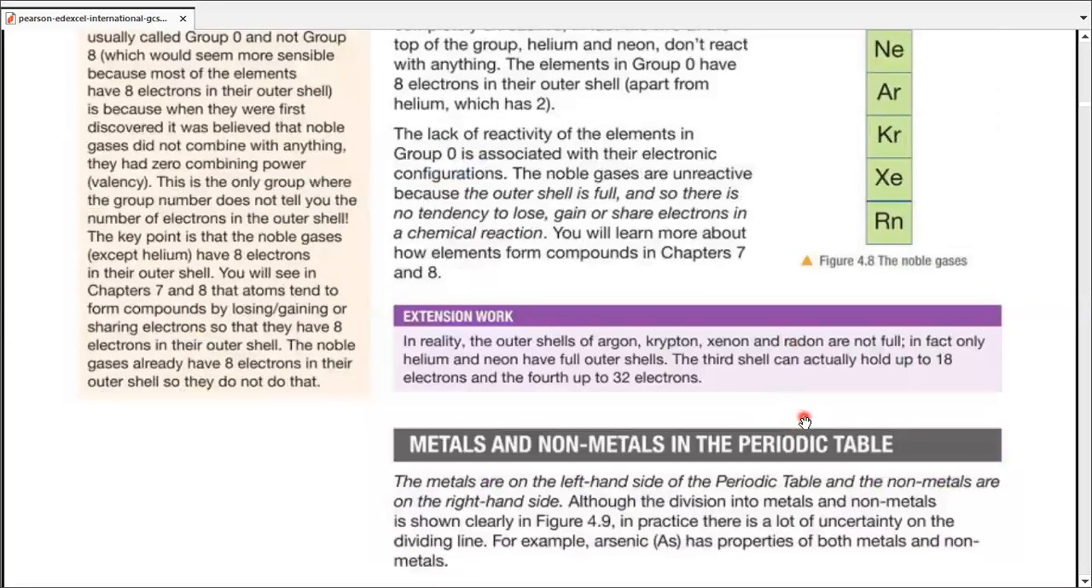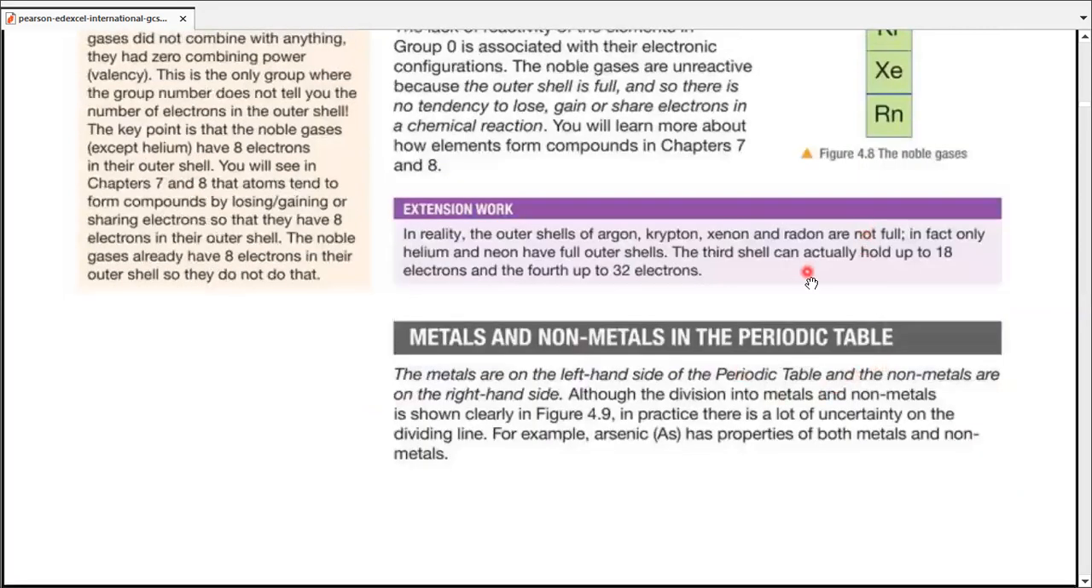In reality, the outer shells of argon, krypton, xenon, and radon are not full, but they're stable enough not to react. Which I've already explained. The next category in the list, after working with groups, periods and electronic configuration, is metals and nonmetals.